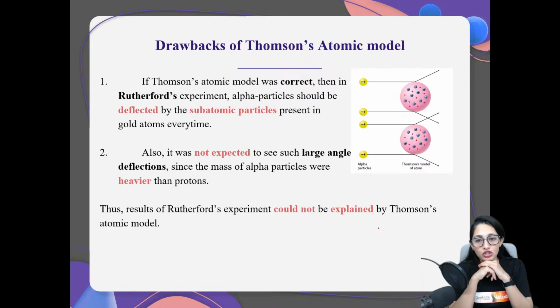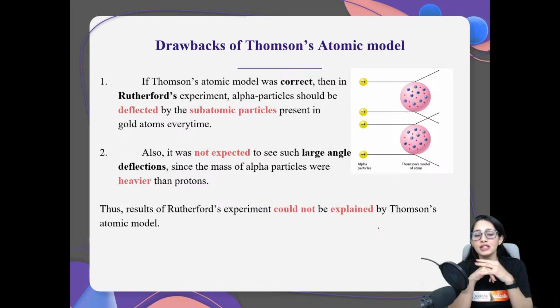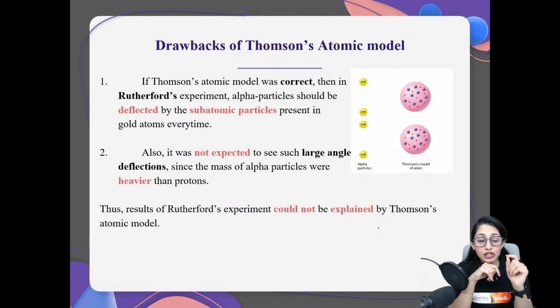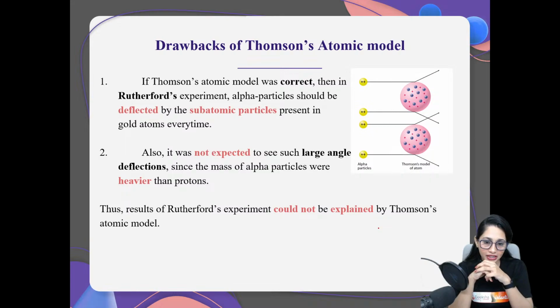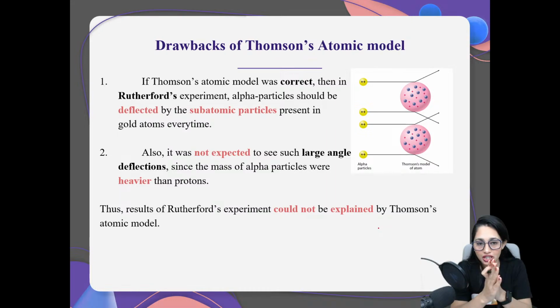Next, what are the drawbacks of Thomson's atomic model? It also has drawbacks; it is not perfect. If Thomson's atomic model was correct, then in Rutherford's experiment, alpha particles should be deflected by the subatomic particles present in gold atoms every time. We'll discuss the drawbacks of Rutherford's experiment as well, but for now it's about J.J. Thomson, and how Rutherford's experiment disregarded certain points of Thomson's atomic model.